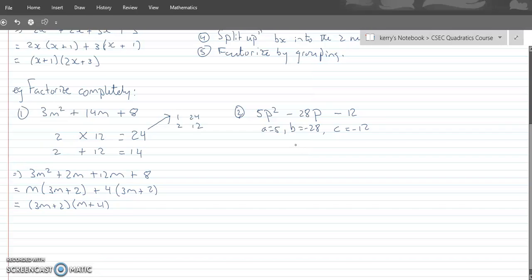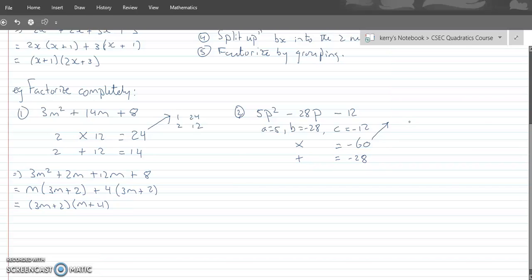So we are looking for two numbers that when multiplied give us a by c. 5 by negative 12 is negative 60. And when they are added together, give negative 28. Now, a nice tip for this section, let me slow down: you ignore the negative signs. Don't pay any attention to them, right? Don't rub them off, but ignore them, right?